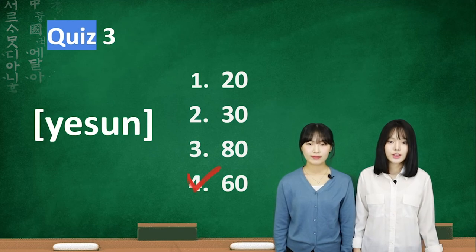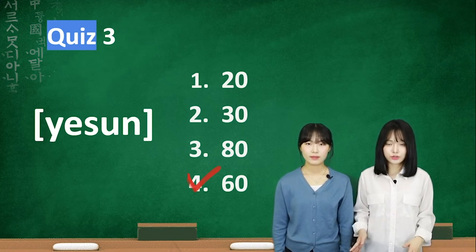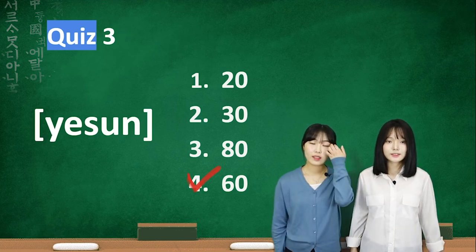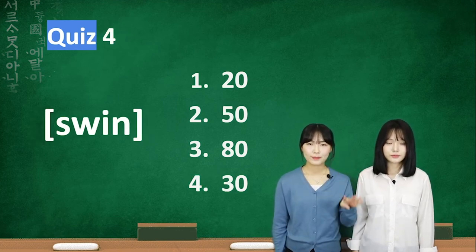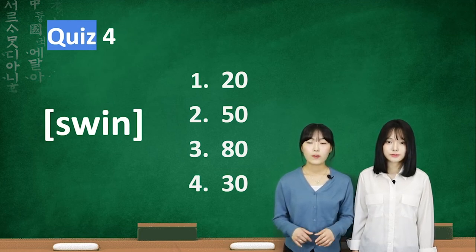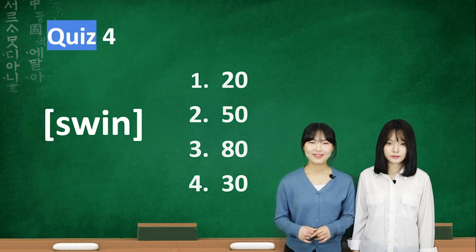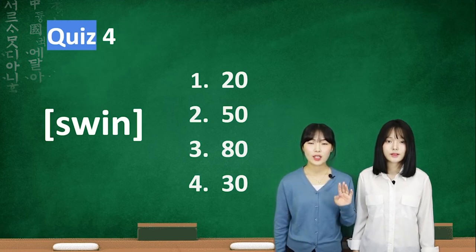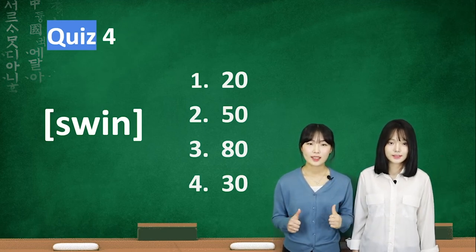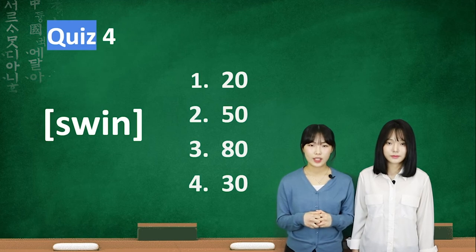예순. Good. Next. Question 4. 쉰. Which of the following is correct? 5, 4, 3, 2, 1. Yes, the correct answer is number 2.